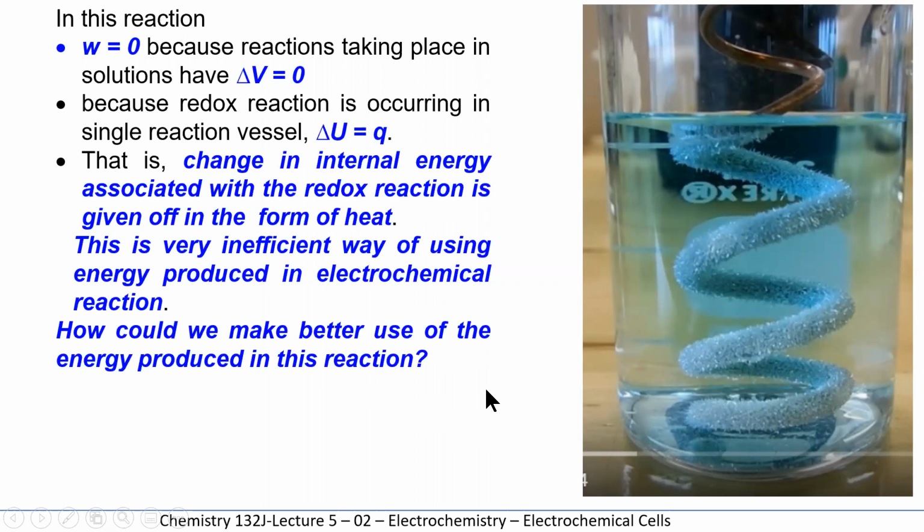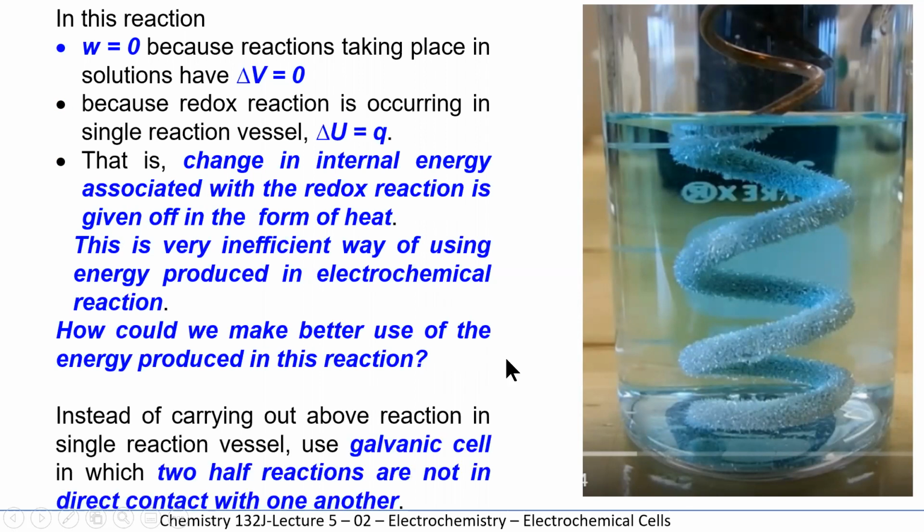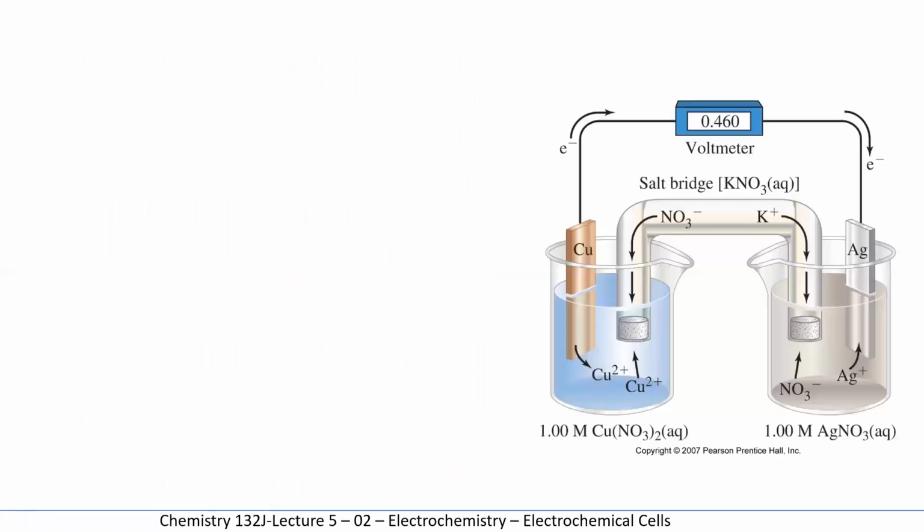There's a much better way of harnessing that energy, and that is going to be done by isolating the copper from the silver nitrate. So the reaction doesn't happen in one container. It actually happens in two. And we can force the electrons that are being shed when the copper metal is being oxidized to flow through an external circuit and do work for us. So let's take a look at a picture of a cell that accomplishes just that.